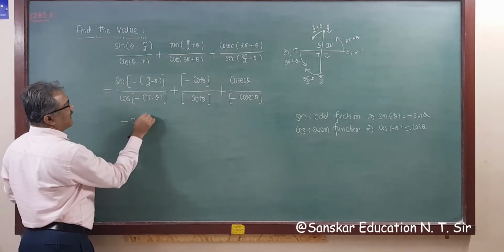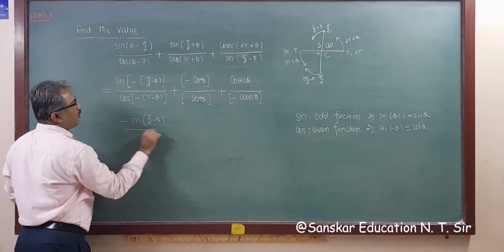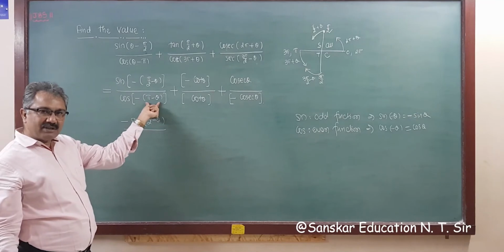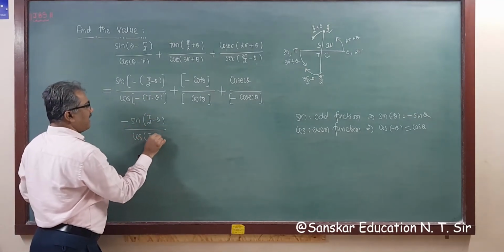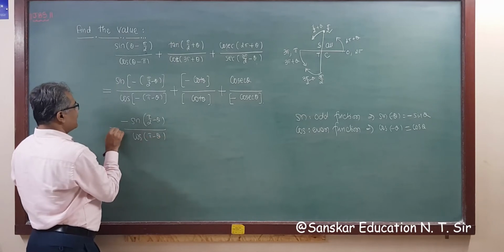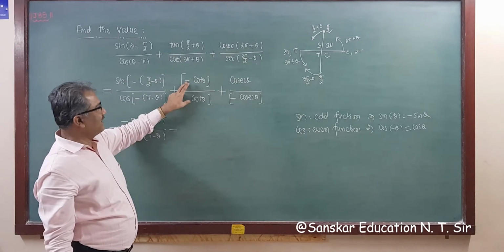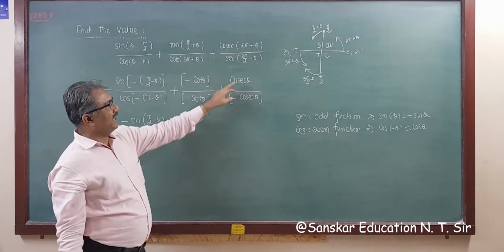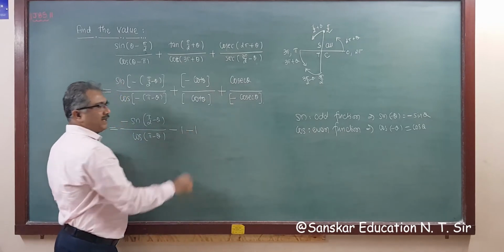So this is minus sine theta upon pi by 2 minus theta whole upon cos minus theta, which is cos theta as cos is an even function. So this is cos pi minus theta, and this is minus plus minus. Cot cancels, so the answer will be minus 1. Again cosec cancels, plus minus minus, so the answer will be minus 1.